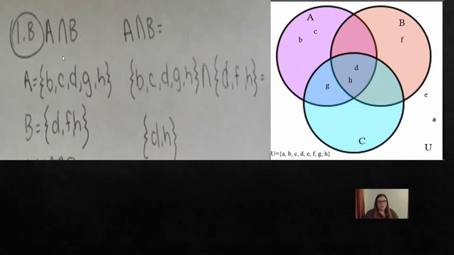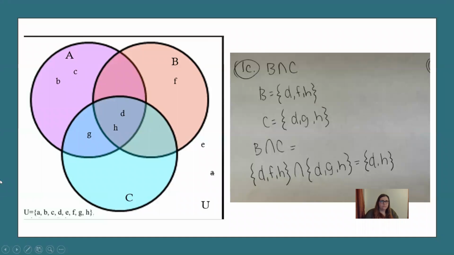So now we have one where it is the upside down U, which means and. So when it means and, you're going to be using the elements that are in both A and B. So what A and B have in common is just D and H. They both have D and they both have H. So here's another one, B and C. So what do B and C have in common? D and H. So B and C equals D and H.